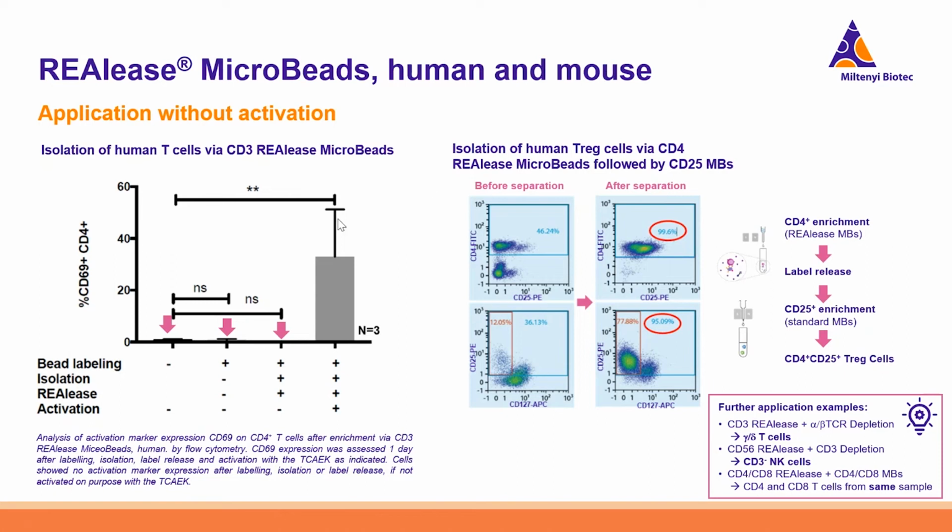The example on the right side, however, shows a multi-step subset isolation using REAlease. First, CD4 positive T cells are pre-selected. Then the label is removed and cells are now ready for a second round of deeper subset separation, in this case via CD25 for Treg isolation. With that, you can actually get your Tregs from almost every single cell suspension. Further examples that are similar include, for example, the isolation of gamma delta T cells as well as CD3 negative NK cells.